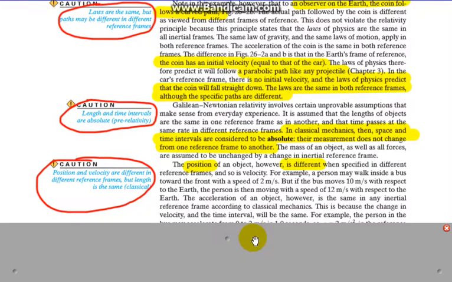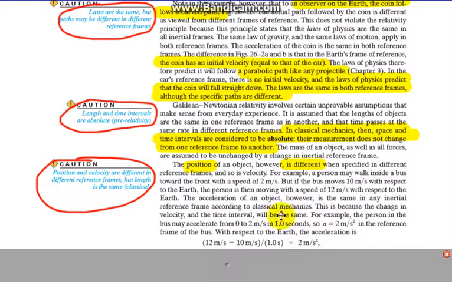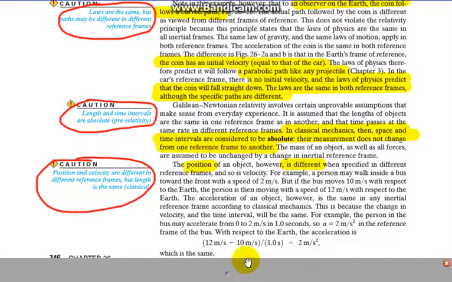So that describes that. Acceleration of an object, however, is the same in any inertial reference frame according to classical mechanics. This is because the change in velocity and the time interval will be the same. For example, the person in the bus may be going from 0 to 2 meters per second in 1 second. If we figure out the change in velocity over change in time, we get 2 meters per second squared in the direction of motion. But with respect to Earth, adding in the idea that the bus is moving 10 meters per second, initially you'll be moving 10. After accelerating 2 meters per second, you'll be moving 12, as illustrated here. Still get the same acceleration. So position and velocity are different in different reference frames, but the length is the same, and also acceleration is the same.